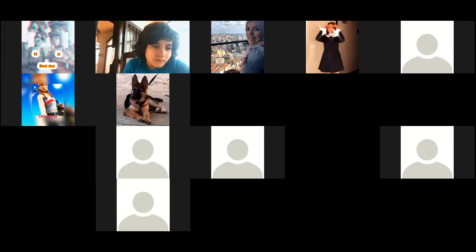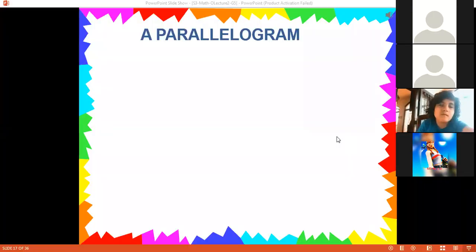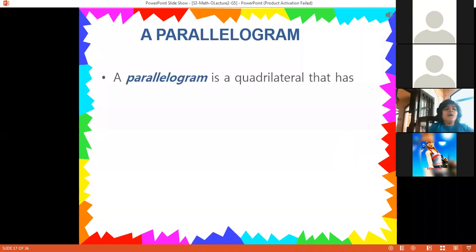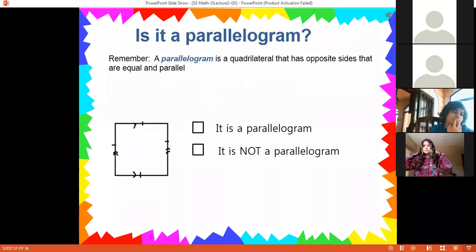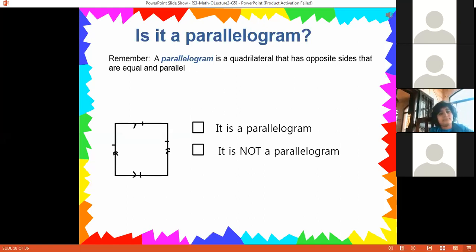Let us continue. So we'll do some exercises. A parallelogram, as we said, has only opposite sides equal and parallel. So now we have a square. Is a square a parallelogram?